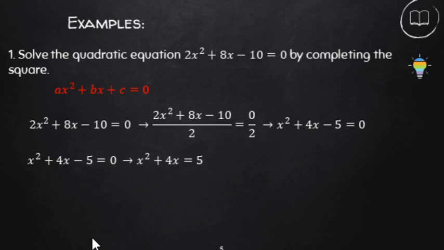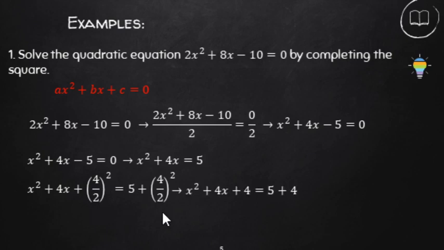Next, add the square of 1/2 of the coefficient of x on both sides of the resulting equation. So the square of half of the coefficient of x is the square of 4 over 2. So we add this to both sides of the equation, then we simplify, and it gives us x squared plus 4x plus 4 is equal to 9. The left side of the equation becomes now a perfect square trinomial.